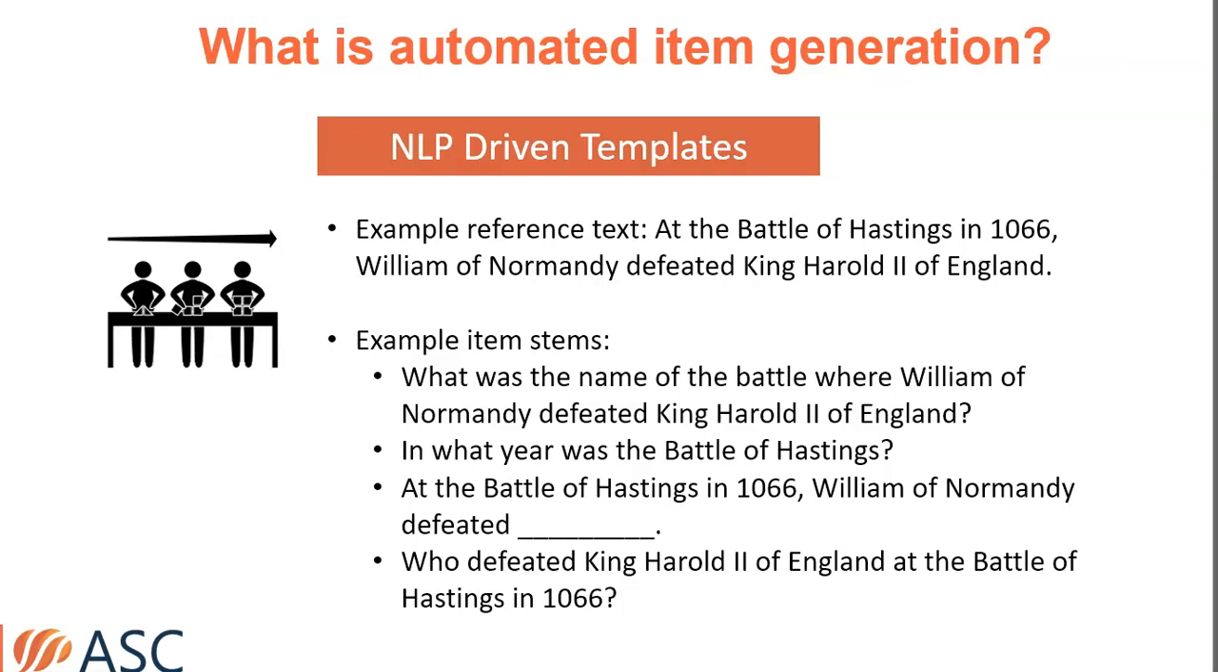So you can see the first one, what is the name of the battle where William of Normandy defeated King Harold II of England? In this case, it's asking about the name of the battle. In what year was the Battle of Hastings? It's asking about the date. At the Battle of Hastings in 1066, William of Normandy defeated blank, King Harold of England. It's asking who lost. And who defeated King Harold II of England at the Battle of Hastings in 1066? It's asking who won. So there are four facts in the reference text: the name of the battle, the date, the person who won, and the person who lost. And you can therefore create four questions out of this.